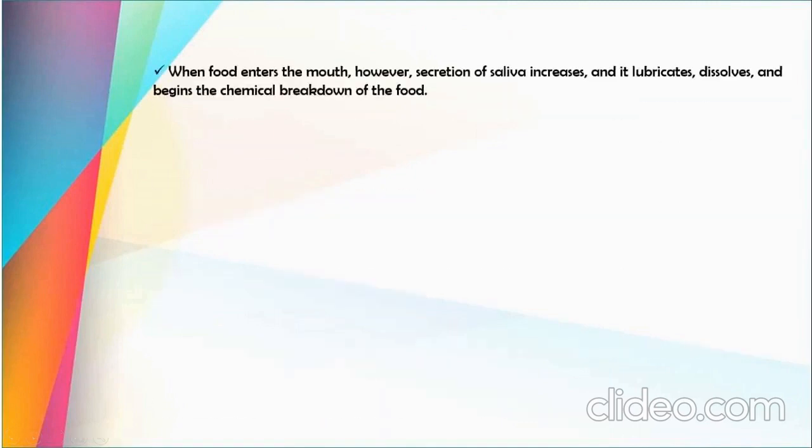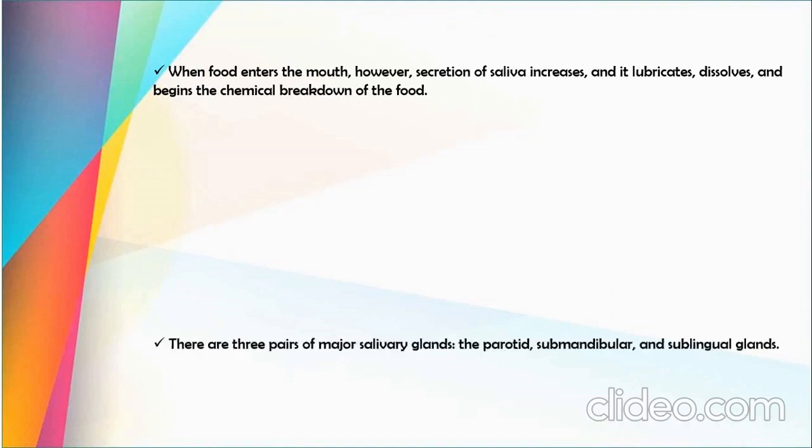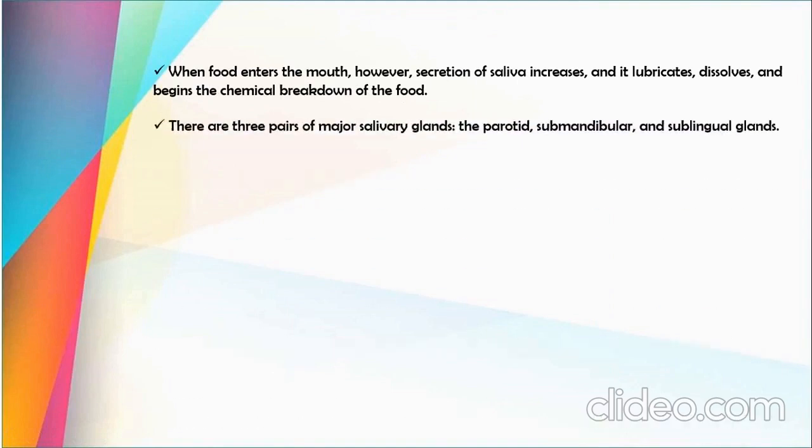When food enters the mouth, however, secretion of saliva increases and it lubricates, dissolves, and begins the chemical breakdown of the food. There are three pairs of major salivary glands. The first is the parotid gland, the second is the submandibular, and the third is the sublingual glands.